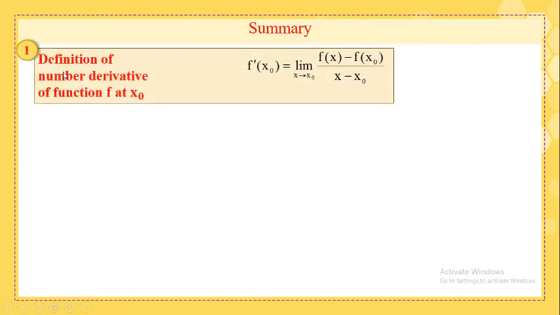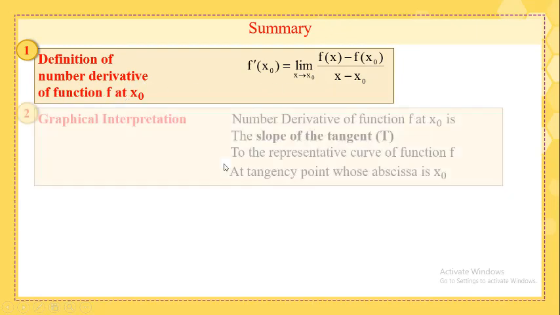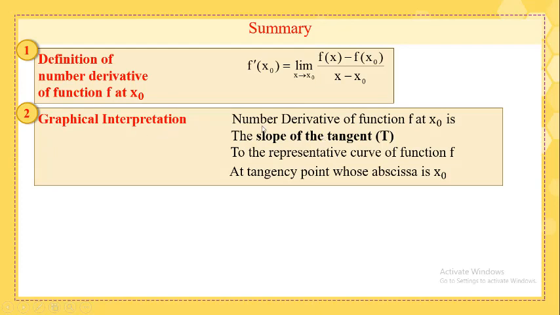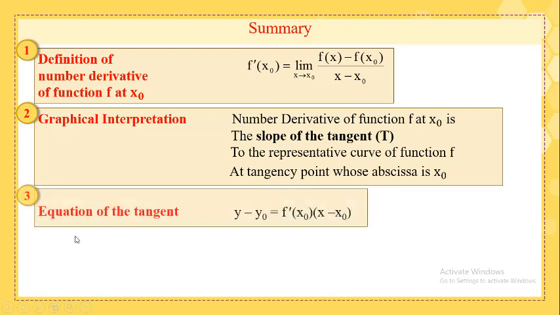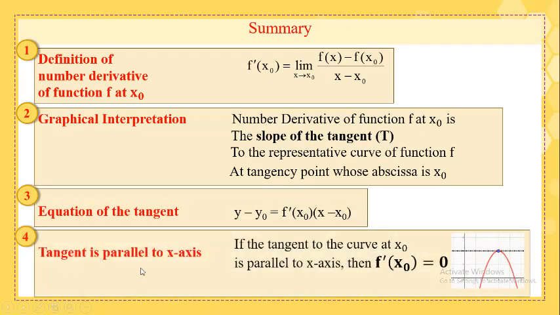Summary. Definition of the number derivative of function f at x0. This rule. Graphical interpretation: the number derivative is the slope of the tangent. Equation of the tangent, and finally, tangent parallel to the x-axis.